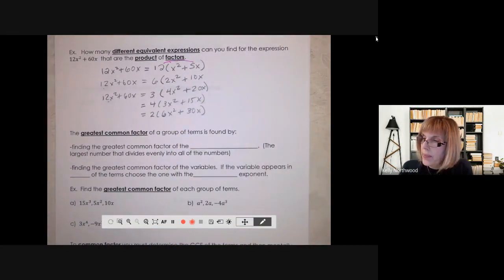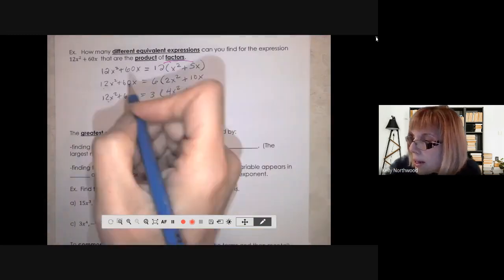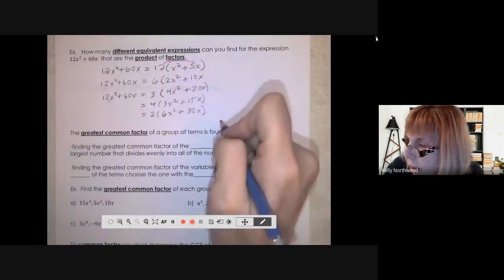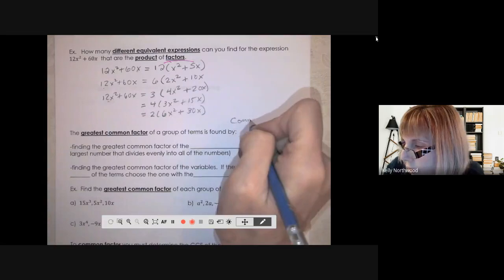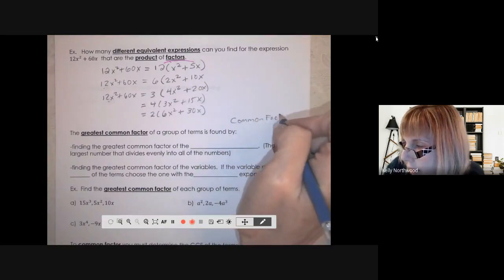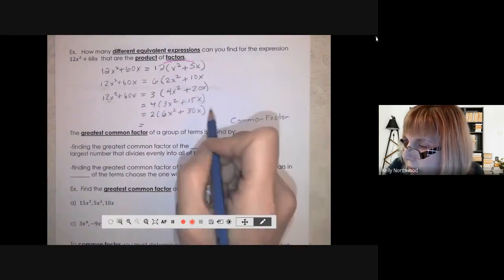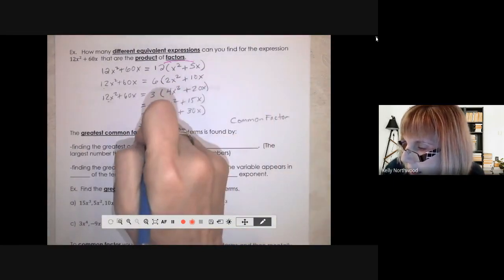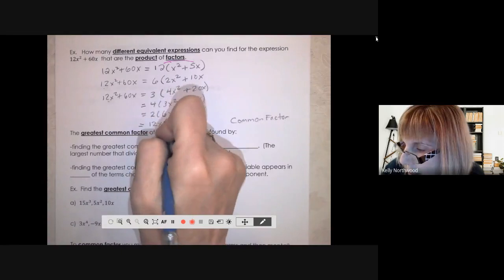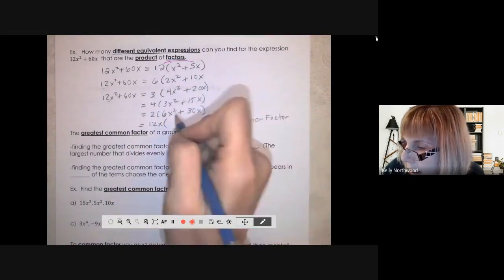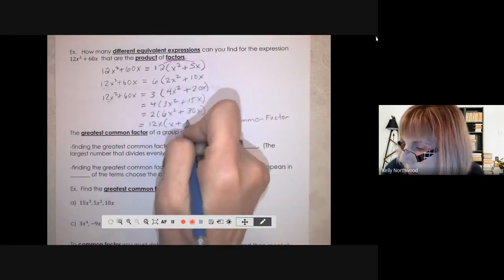Perfect. Okay. All right. So there is actually one that involves the greatest common factor. And I'm going to write that one down and you're going to tell me how it's different. So the greatest common factor, if I write that in front, is actually 12x. And then what would go in the brackets would be x plus 5.